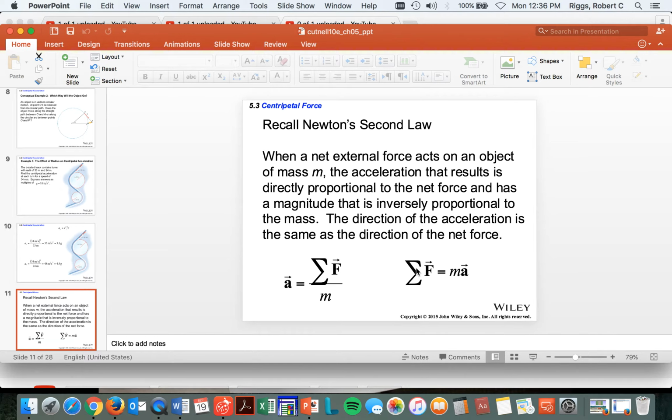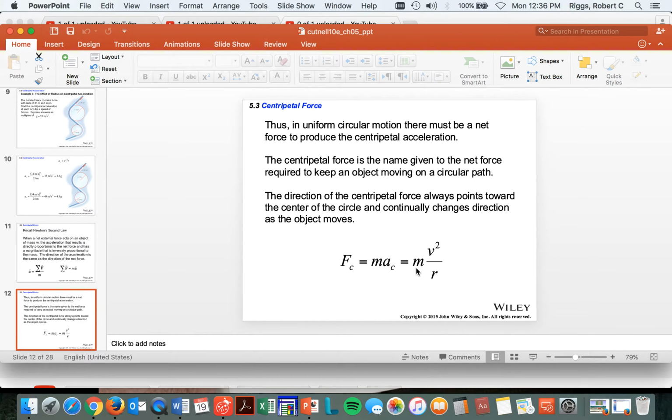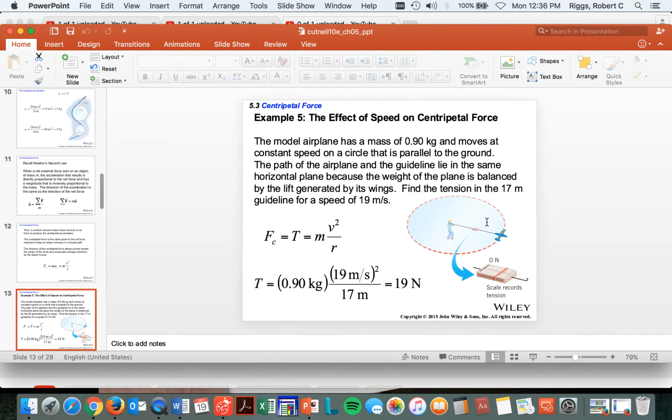Now, if you recall, when a net external force acts on an object of mass m, the resulting acceleration is directly proportional to the net force. That's all Newton's second law. So the centripetal force is equal to m times AC. The centripetal force always points toward the center of the circle and continually changes direction as the mass moves. It is the net force as you're going around a circle, going around a turn.